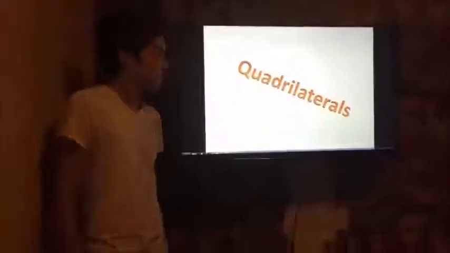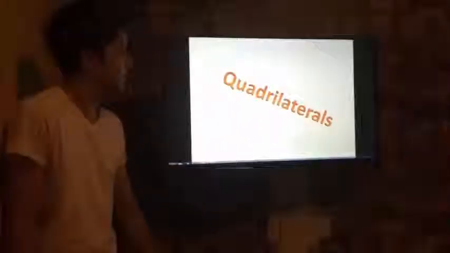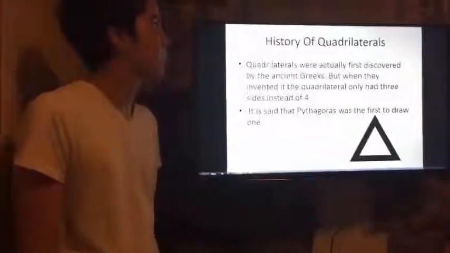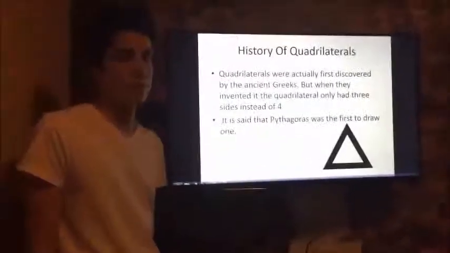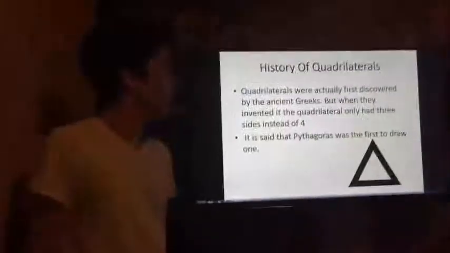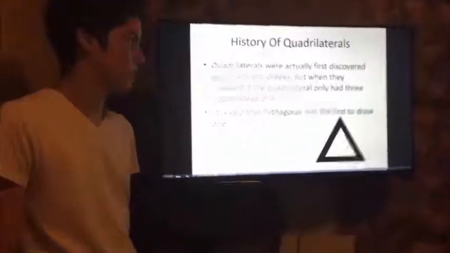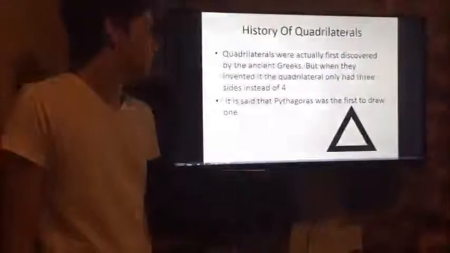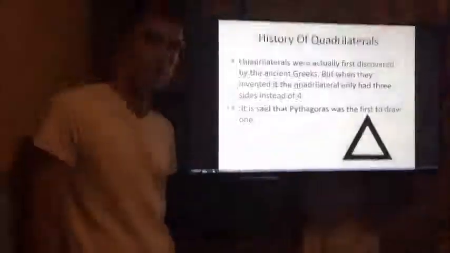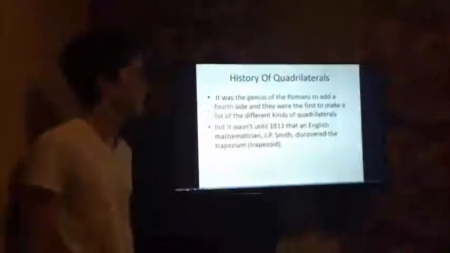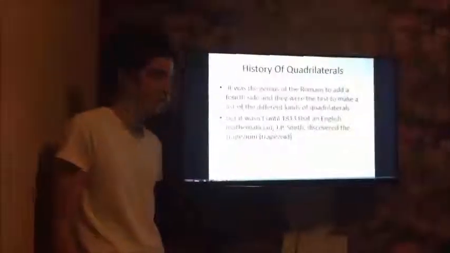So let's start with the exciting stuff, quadrilaterals. Before starting with the quadrilaterals, I want to briefly explain the history of the quadrilaterals. Quadrilaterals were actually first discovered by the ancient Greeks, but when they invented it, the quadrilateral only had 3 sides instead of 4. It is said that Pythagoras was the first to draw one. It was the genius of the Romans to add a 4th side, and they were first to make a list of different kinds of quadrilaterals.